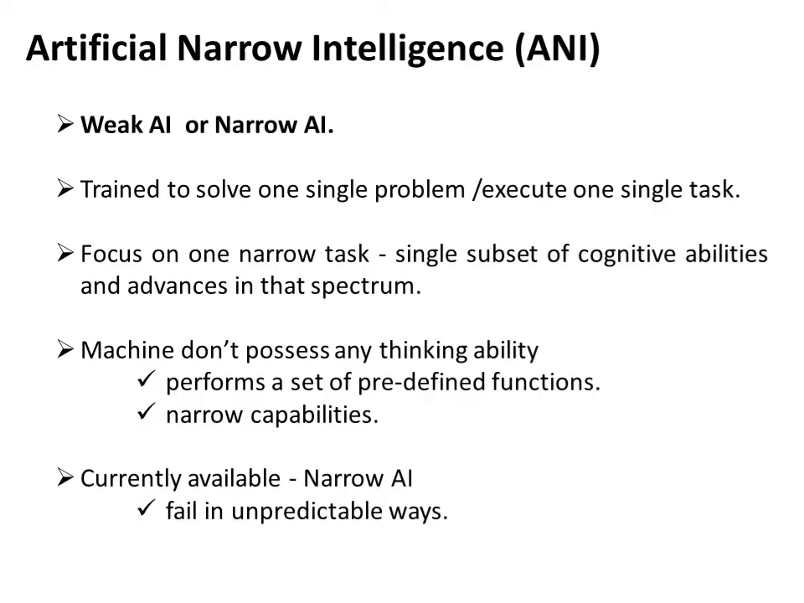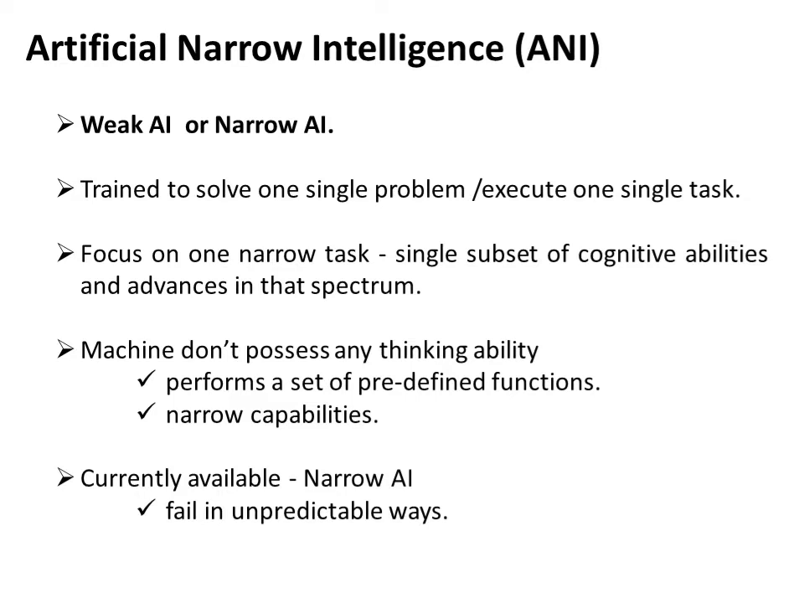First comes artificial narrow intelligence, which is also known as weak AI or narrow AI. This is the stage of artificial intelligence which is designed or trained to solve one single problem and would be able to execute that single task alone, but in a very good manner. Narrow AI focuses on one narrow task and cannot perform beyond its limitations. It targets a single subset of cognitive abilities and advances in that spectrum alone. In this stage, the machine does not possess any thinking ability. It just performs a set of predefined functions.